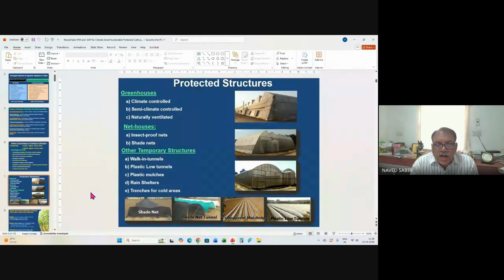So there are different kinds of structures: climate control, semi-climate control, naturally ventilated structures for polyhouse type of things. Then insect-proof.